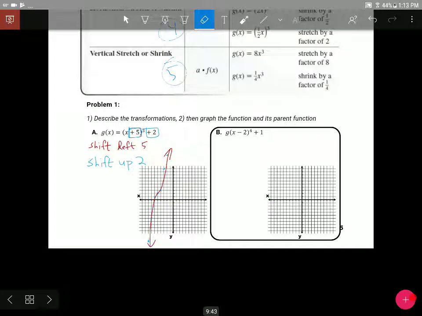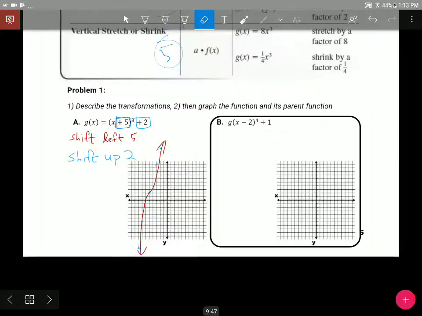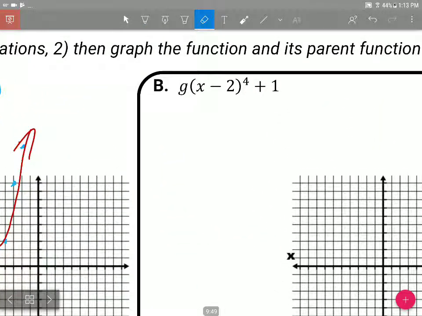All right, anyways. Okay, letter B. Let's keep on going. Letter B. Let's keep rolling. Enough of the Beatles.